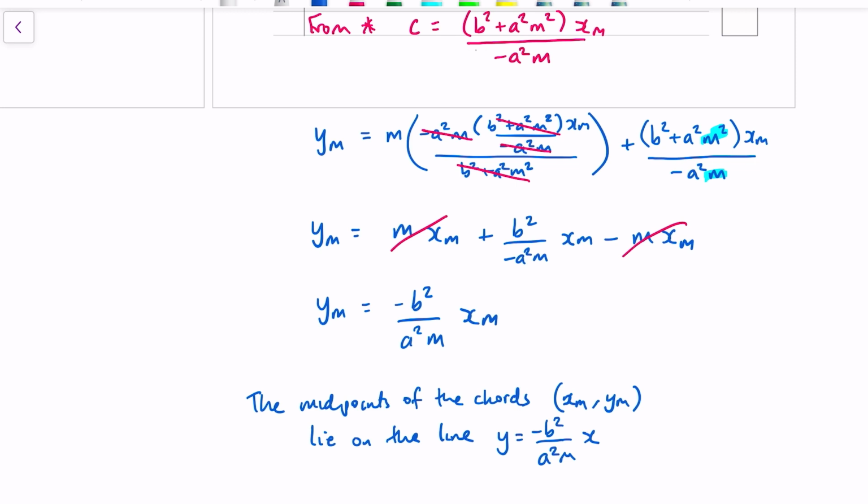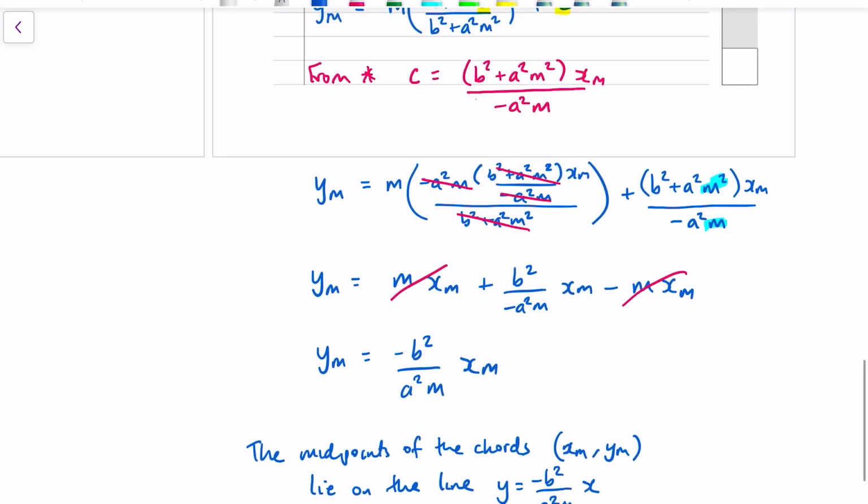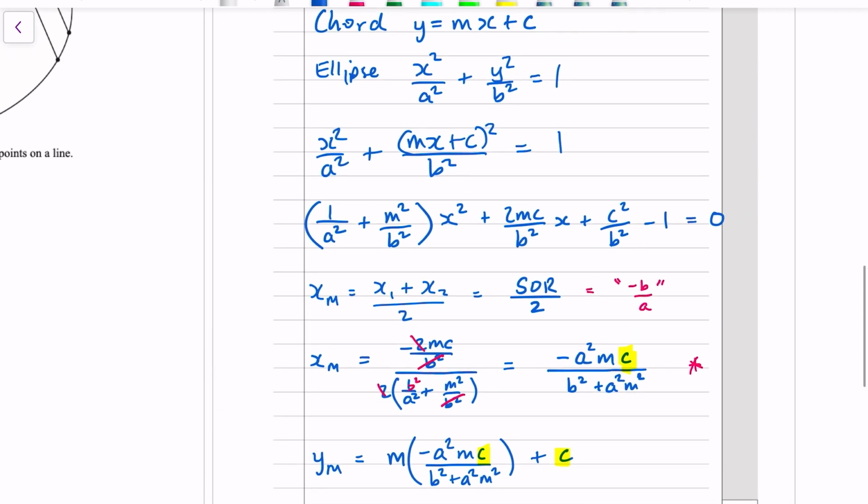Quite a sneaky question because you needed to write ym in terms of xm. That was to try and show that it's a linear relationship. But other things that were nice in that is knowing that your sum of the roots formula for a quadratic equation will help you find the midpoint. We didn't need to solve a quadratic, find the x values, then find the average. We just went straight to the coefficients to find the sum of the roots.